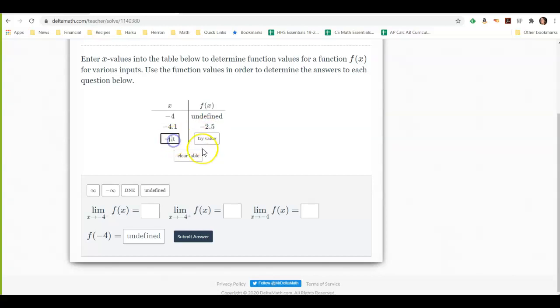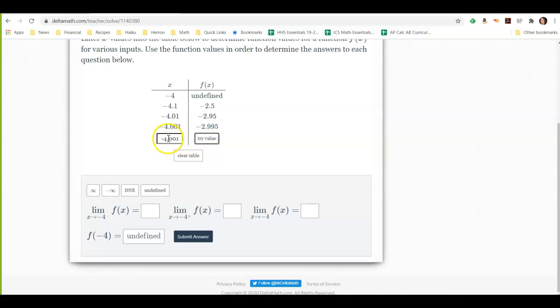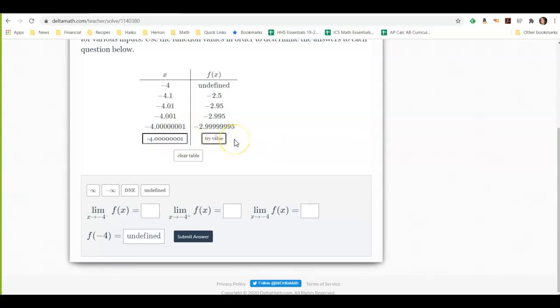Let's try -4.01, -4.001. And you could keep going like this. I can try to put a bunch of zeros in and see if it works. It looks like it says it's -2.9 repeating. I'm willing to guess that's about -3. So I'm going to put -4 from the left, -3.